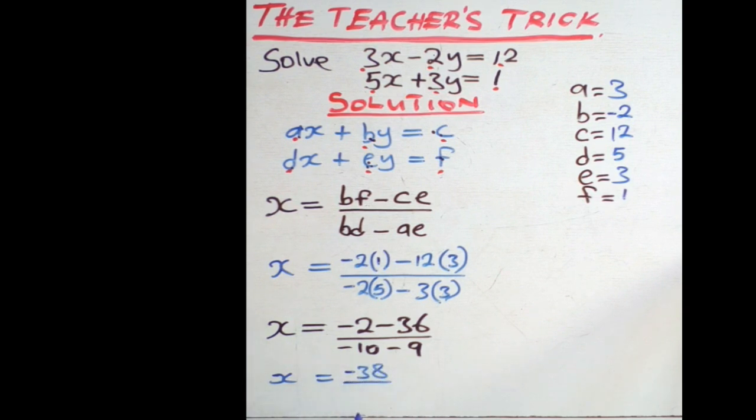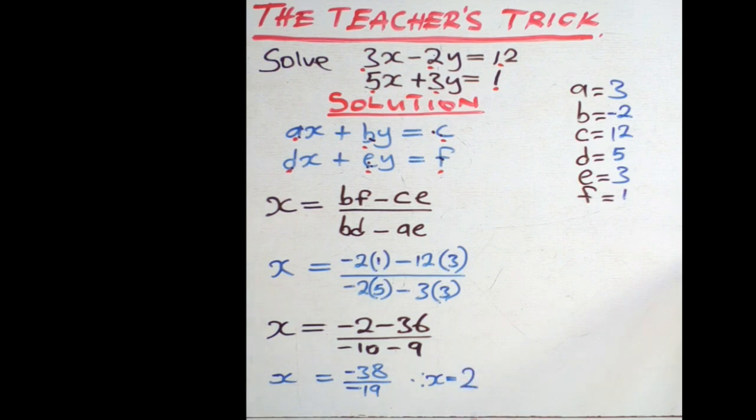Negative 10, negative 9. What do you get? You get a negative 19. When you divide negative and negative, you get a positive. So then x is going to be equal to what? We are dividing a negative and a negative, you get a positive. 38 divided by 19 will give you a number 2.